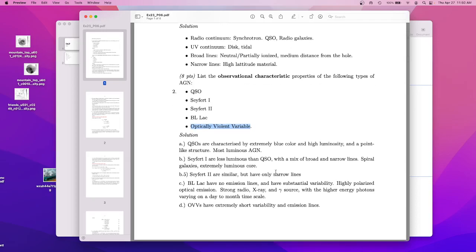I'm not going to ask questions on the final that are a lot more detailed than that. The question might be, why do we only see one part of the spectrum in a BL Lac? Why is that one part so much brighter?